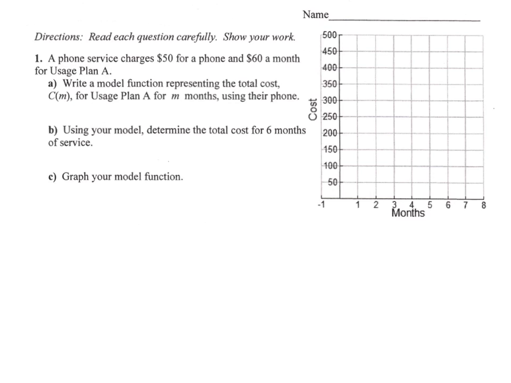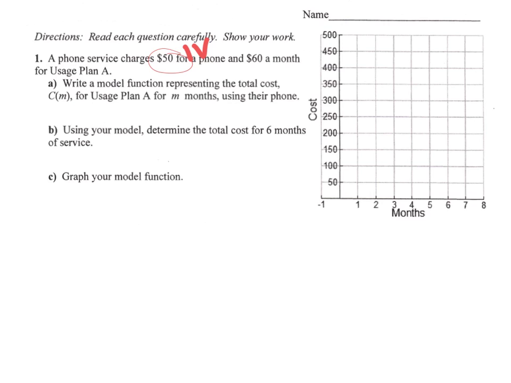Okay, so number one. A phone service charges $50 for a phone and $60 a month for usage, plan A. Given that information, what is our one-time fee? What are we paying one time? $50. So this $50, is that our rate of change or our initial value? Initial value. So our initial value.